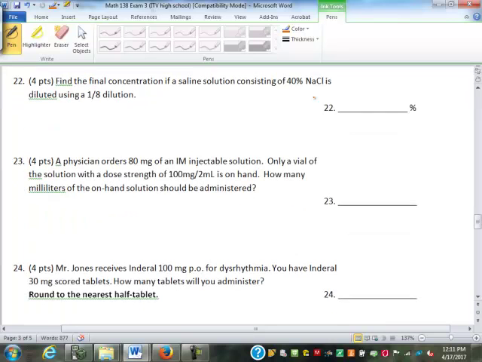22. Find the final concentration of a saline solution consisting of 40% sodium chloride diluted using 1/8 dilution. Just take your percent times the dilution. 40% times 1/8 is 5%.